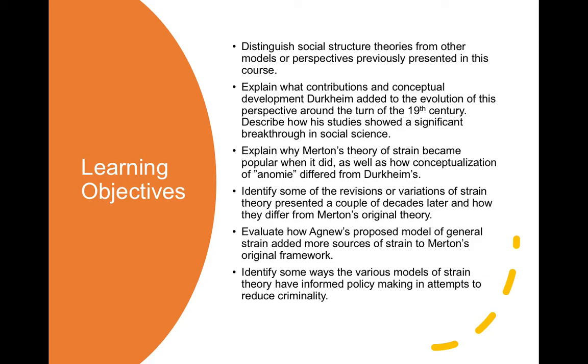We're going to identify some of the revisions or variations of strain theory presented a couple of decades later and how they differ from Merton's original theory. We're also going to evaluate how Agnew's proposed model of general strain added more sources of strain to Merton's original framework. And lastly, we're going to identify some ways the various models of strain theory have informed policymaking in attempts to reduce criminality.